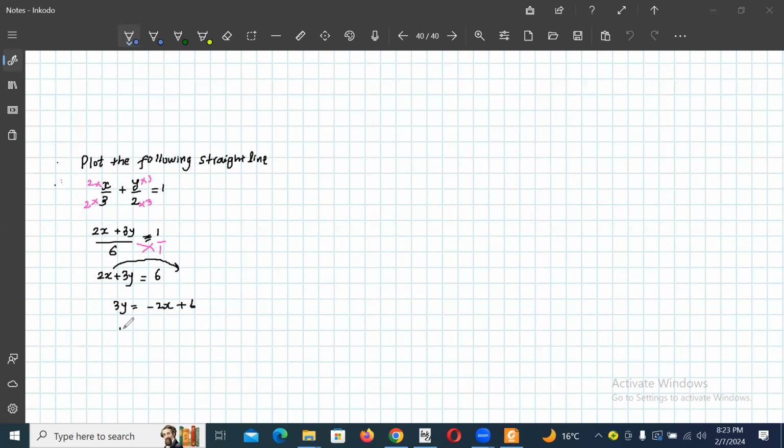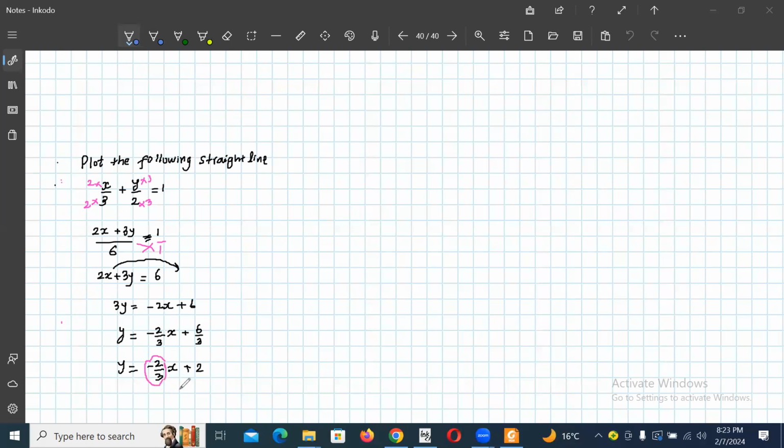And one more step, we are looking only for y. So y equals minus 2 over 3 x plus 6 over 3. Or we can say minus 2 over 3 x plus 2, because 3 can cancel 6 by multiplying 2. So this is our required equation of the straight line with y as the subject. Here, if you check, your gradient is negative. So whenever we have a negative gradient, the line goes from left to right downward.